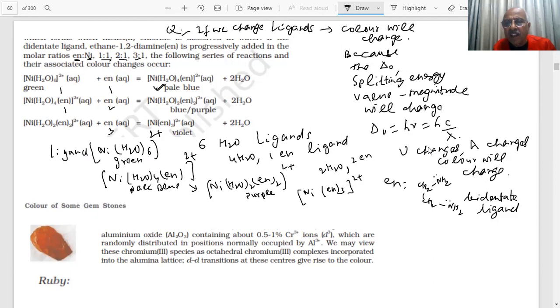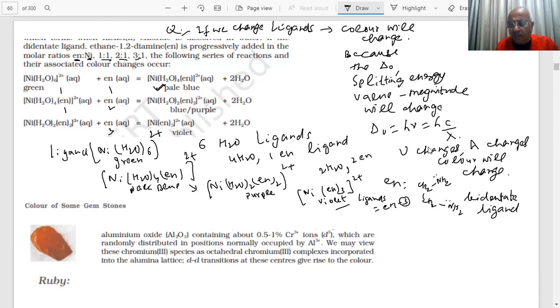The ligands are three. The ligands have changed: three En, and there is no water. And this becomes violet in color. So when I change the ligands, the splitting energy gap will change, and therefore the color of the coordination compound will change. This is a very important question. Clear? Do you understand?